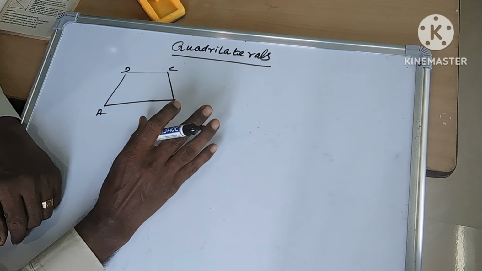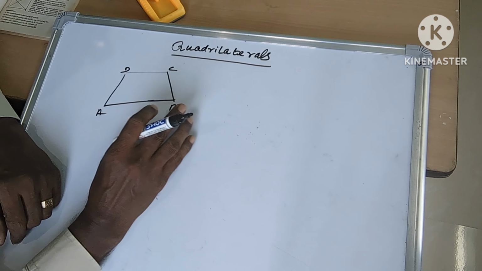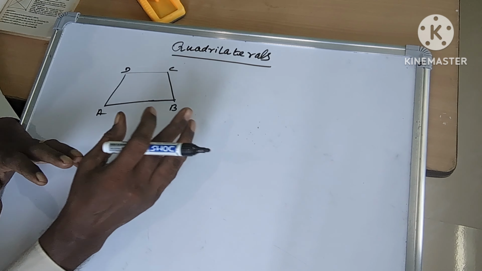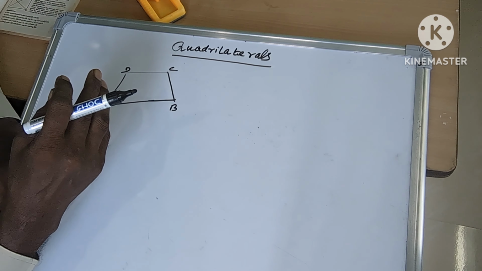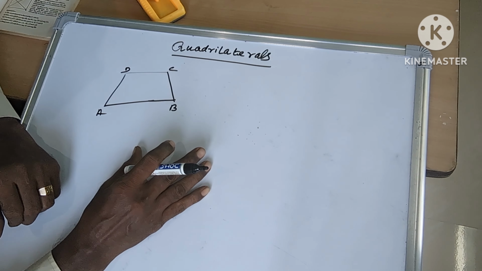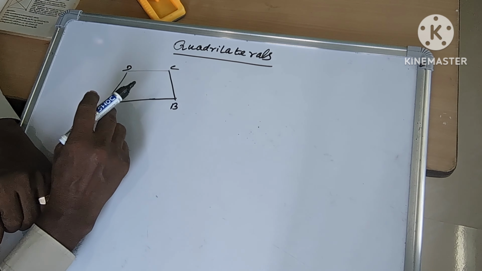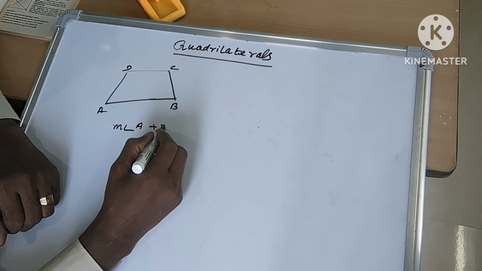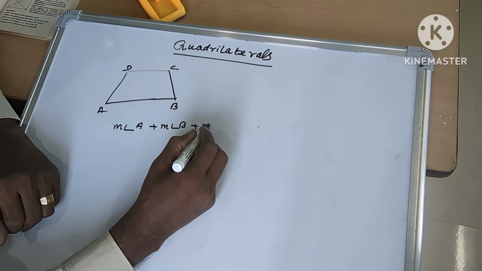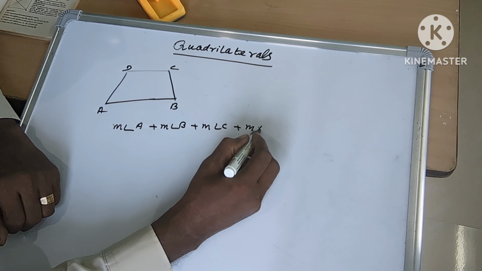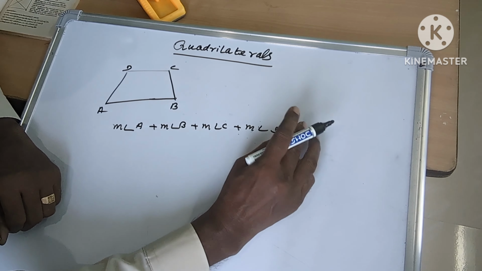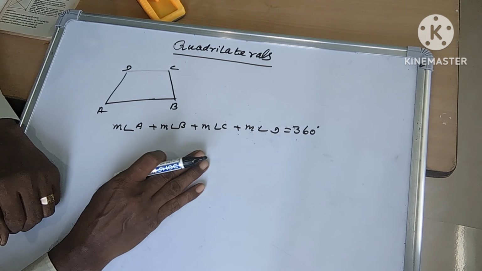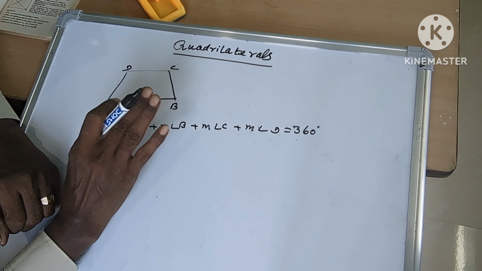Here there are no restrictions on the length of the sides, the four sides A, B or B, C or C, D or D, A. It may be any length. The measure of an angle may be any measure, but only one thing: the sum of measures of all angles, measure angle A, measure angle B, measure angle C plus measure angle D, is 360. This is the only one property. The rest of all things, no conditions.